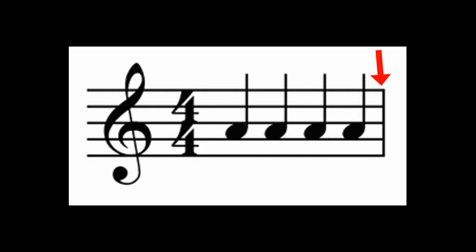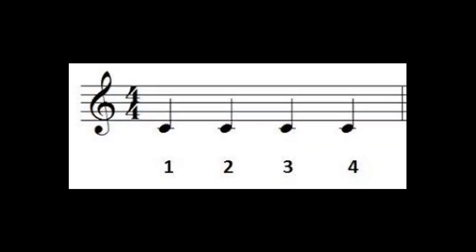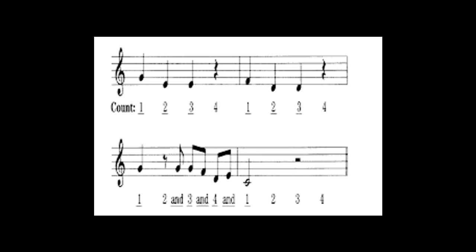When you get to the bar line, the count starts over. So here you see we go 1, 2, 3, 4. And when you reach the bar line, it starts back over to 1. 1, 2, 3, 4. 1, 2, 3, 4. This pattern will mirror the beat count that a conductor gives.